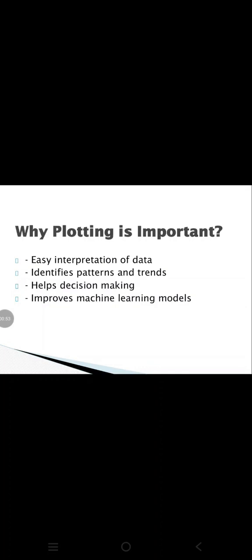Data visualization is the process of representing data graphically. It makes complex data easy to understand and interpret. Plotting is the core technique used in data visualization to convert numerical data into visual form. Plotting is important because it allows easy interpretation of data. It helps in identifying patterns and trends, supports decision making, and improves machine learning model performance by understanding the data better.